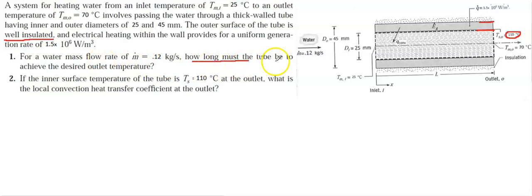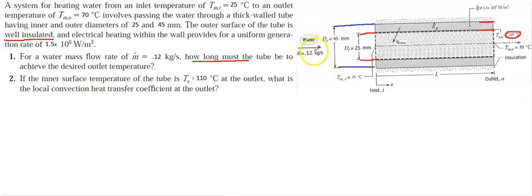Before going to solve this problem, let's have a look at this figure. You see this schematic here. This is the inlet, this is the x direction, and this is the outlet. We have this pipe here. The outer surface is insulated, so it is an adiabatic condition there. From this section to this section, this is the inner surface of the tube. This is the inner diameter, and if I draw this line like this, this is the outer surface.